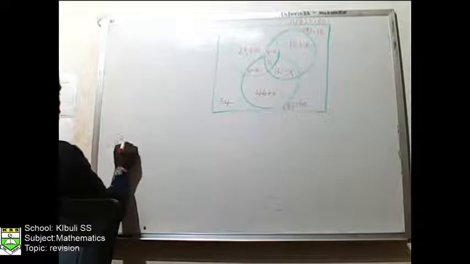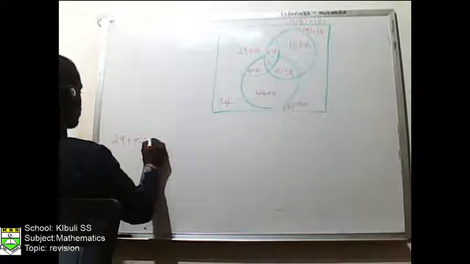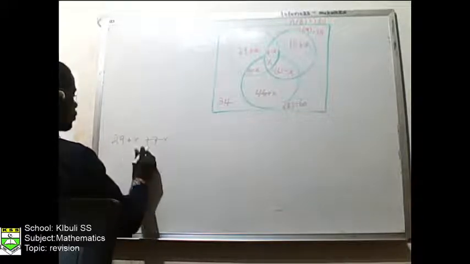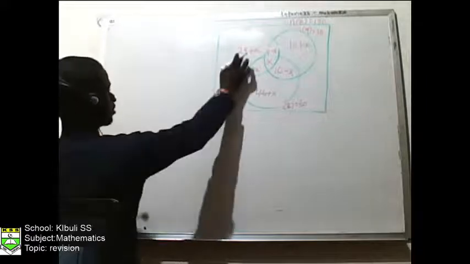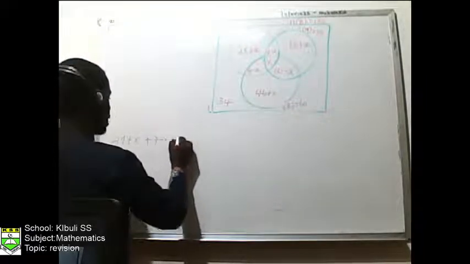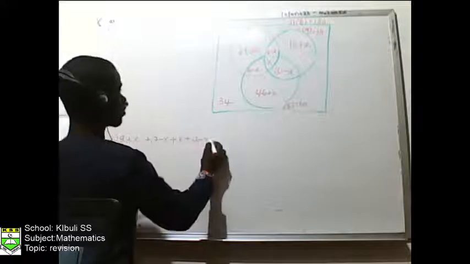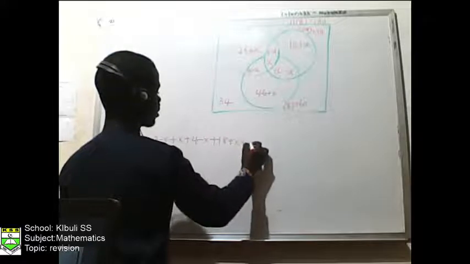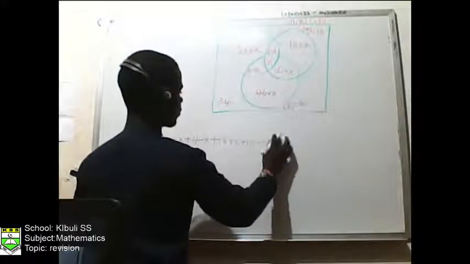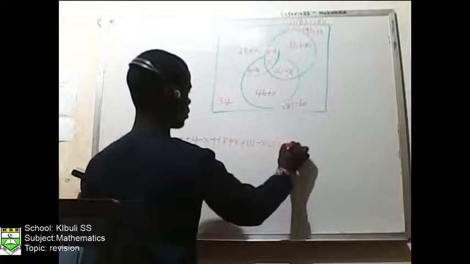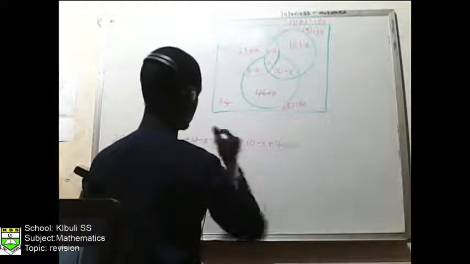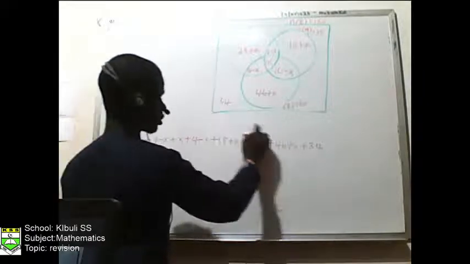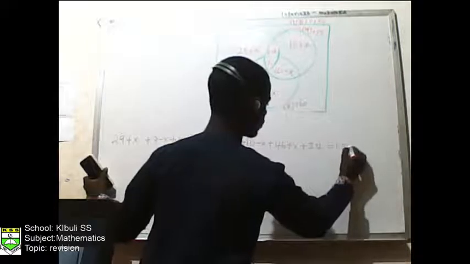Okay, 29 plus x plus 7 minus x plus 7 minus x, this plus this plus this plus this, plus x plus 4 minus x plus 18 plus x plus 10 minus x plus 6 plus 46 plus x plus 34. Some of the people forget this value outside is equaling to 150.